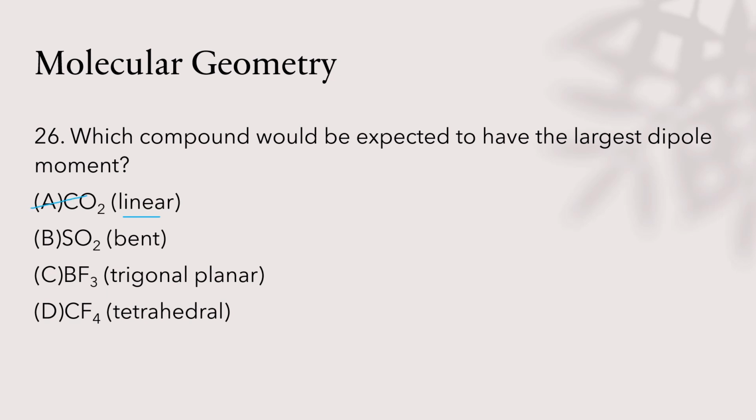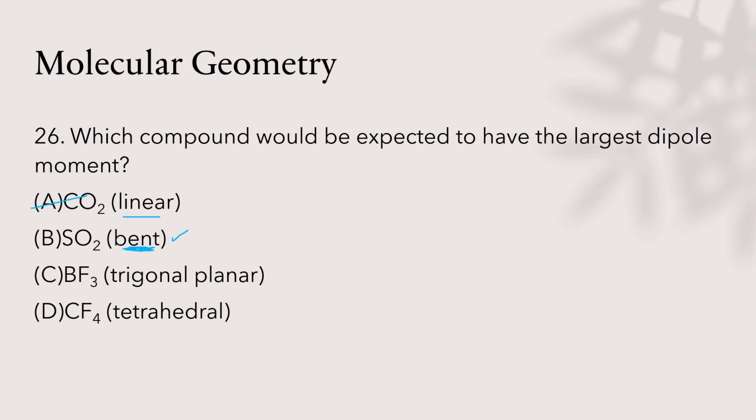Sulfur dioxide, this one's bent. I want to go ahead and say this one's probably our answer, because if it's bent, that means those oxygens aren't canceling each other out, and there's going to be a dipole moment. So far this is my choice, but I want to check the rest of the answers just in case.